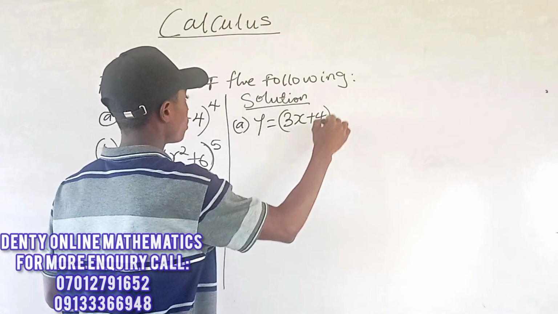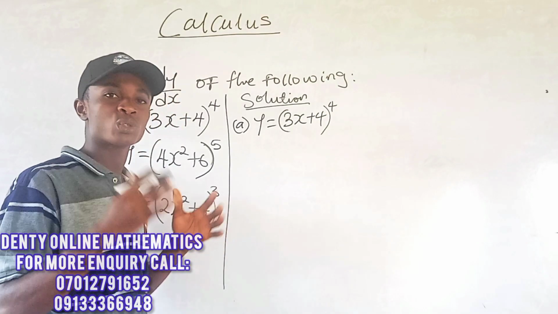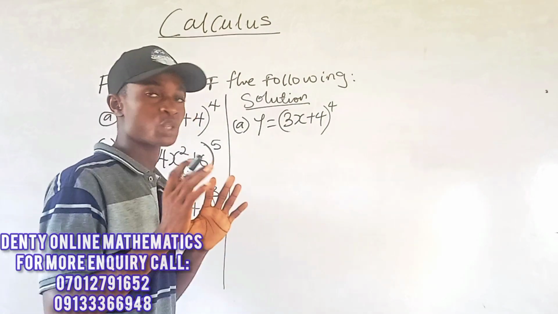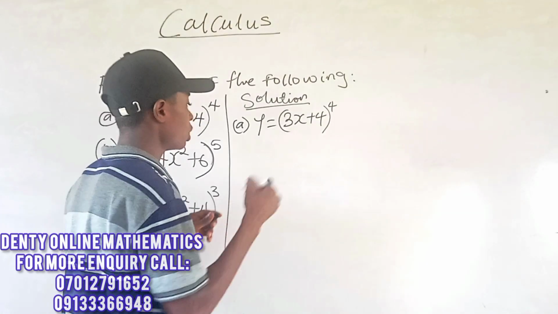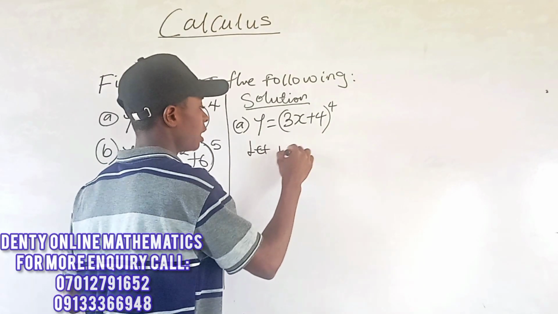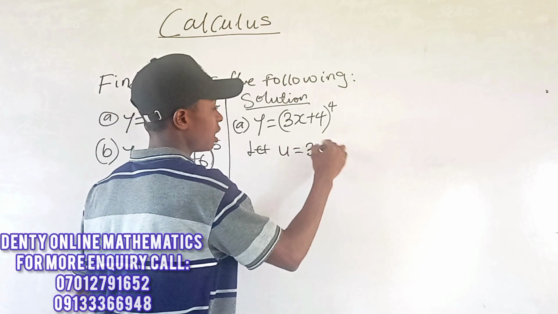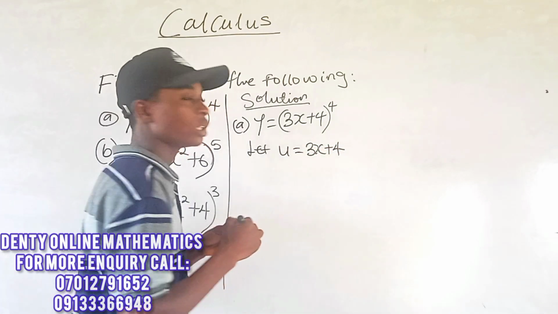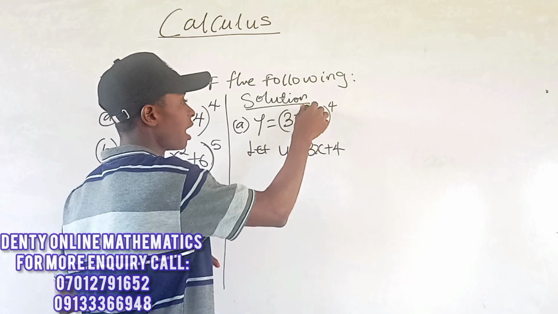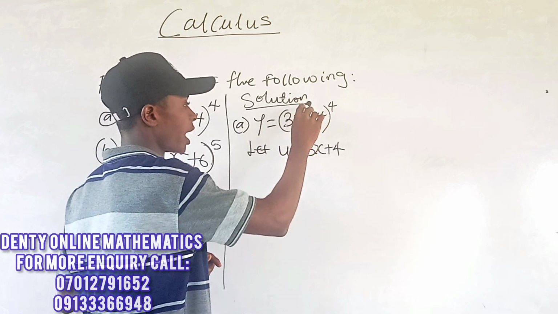Let's start with a. You have y equal to (3x + 4) all raised to power 4. How are you going to do something like this? This is what you need to do. You are going to assume a variable for the inner function. So let u equal 3x + 4. What this means is that we are replacing everything in this bracket by 3x + 4.